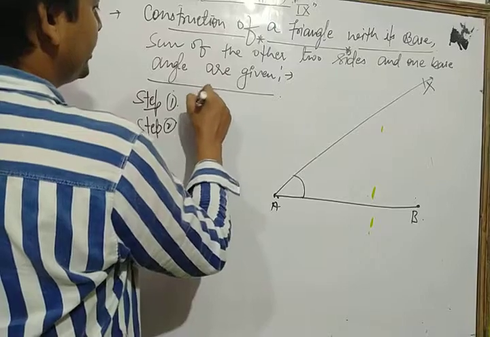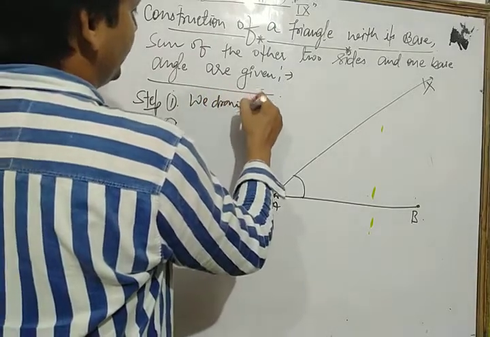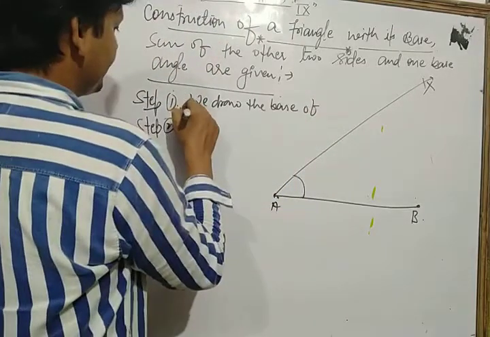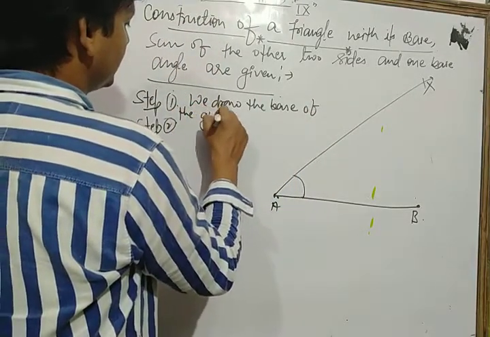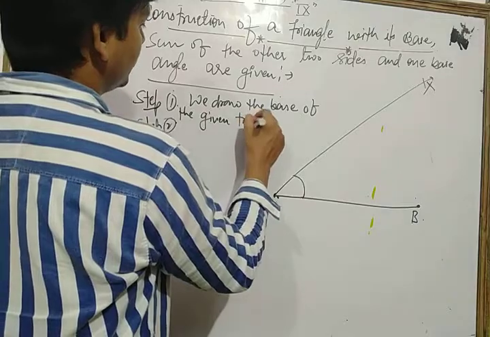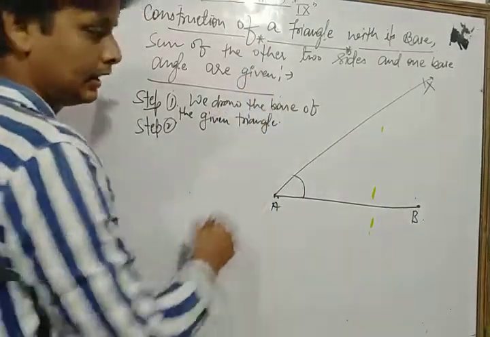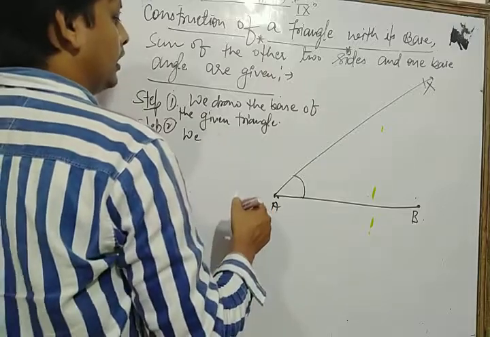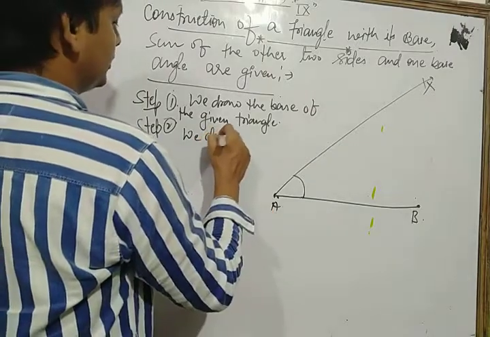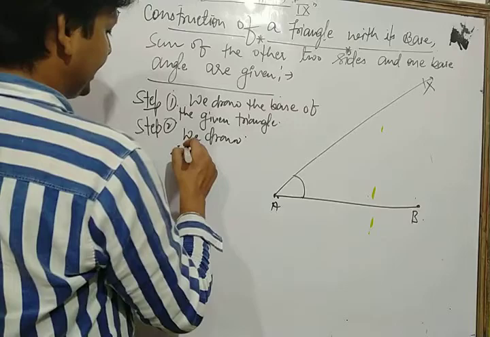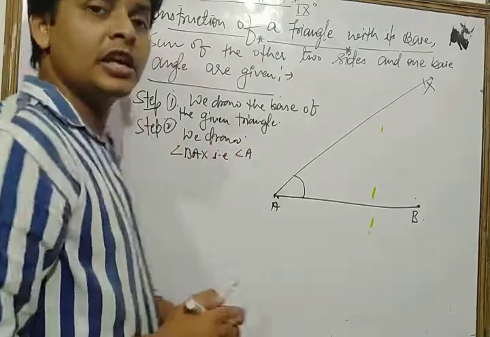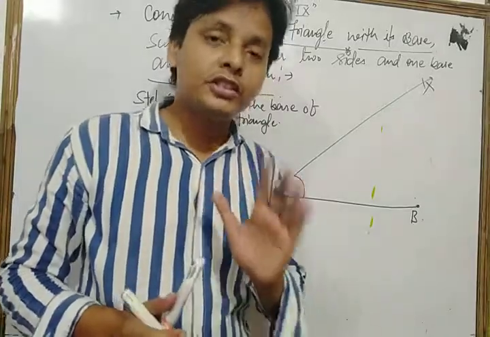First of all, we draw the base of the given triangle. In the second step, we draw an angle BAX, that is angle A, which is given in our question.